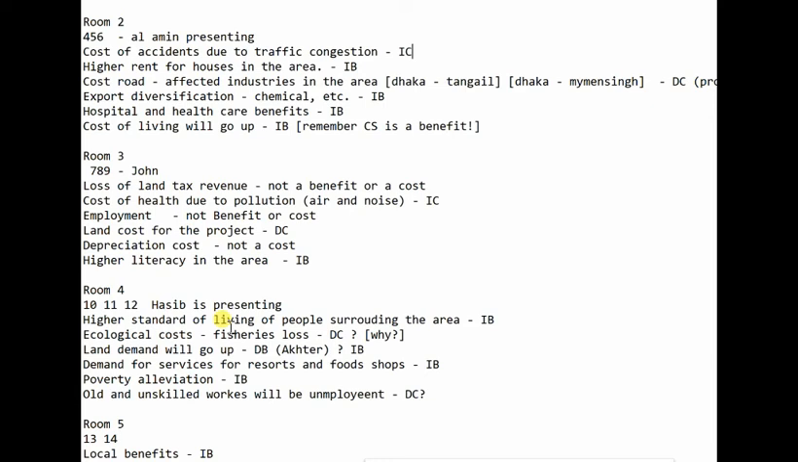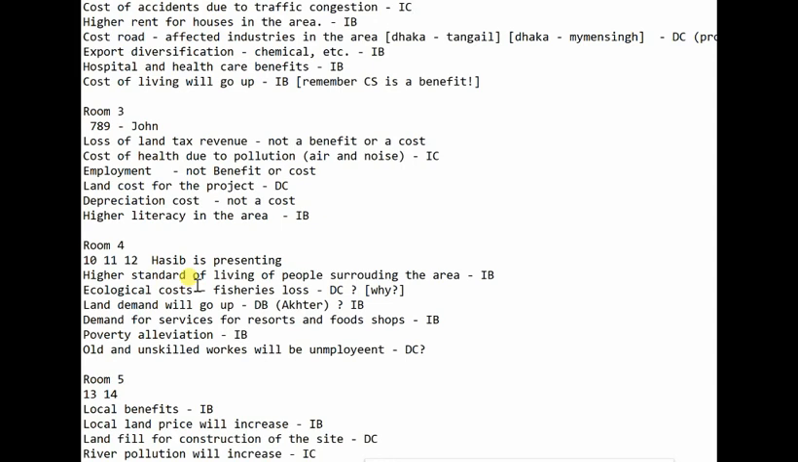Room number three, John presented. And he rightly said tax is not a benefit or a cost. Cost of health due to pollution, air or noise, is an indirect cost, obviously it is going somewhere else, not to the BEZA authority. Employment, rightly said, is not a benefit nor a cost. Land cost of the project, if it is project land, is obviously a direct cost. Depreciation cost is not a cost. Higher literacy is an indirect benefit.